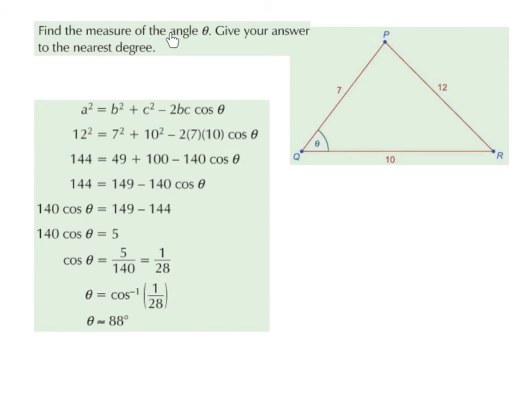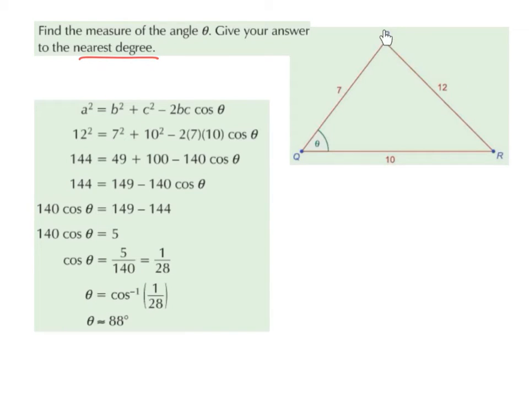Find the measure of angle theta. Give your answer to the nearest degree. So here we have a triangle PQR. Angle Q is labelled as theta. The side PQ is labelled as 7. The side QR is labelled as 10. And the side PR is labelled as 12.